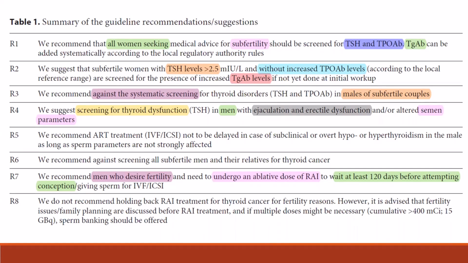So in these guidelines, they recommend that men who desire fertility and need to undergo an ablative dose of radioactive iodine wait at least 120 days. So this is 4 months before attempting conception.